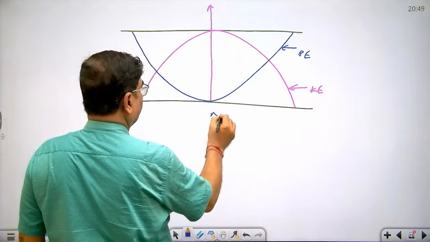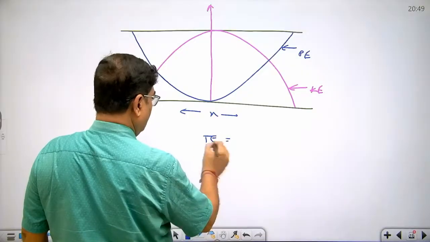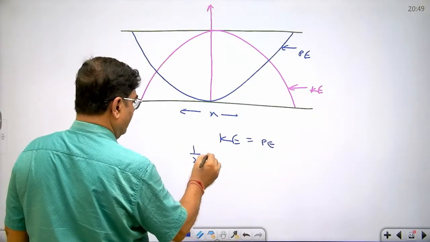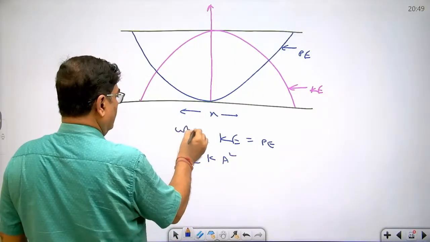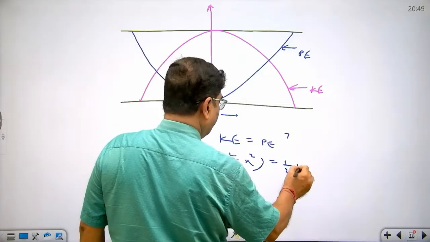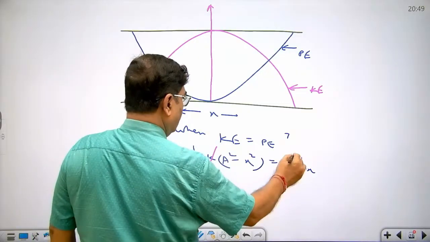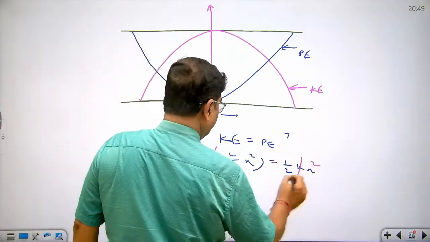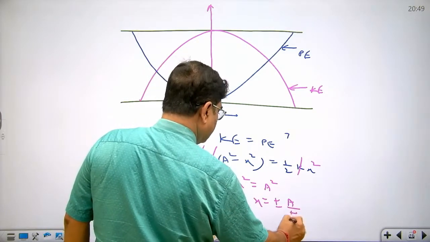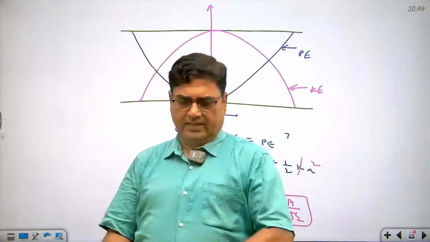And if you want to find the position when kinetic energy will be equal to potential energy, it is very simple. Half k into a square minus x square will be equal to half k x square. Make k and k cancel. Half and half also cancel. If you solve this equation, you will get 2x square equal to a square. So x equal to plus minus a upon root 2. This is the position when kinetic energy and potential energy are the same in SHM.